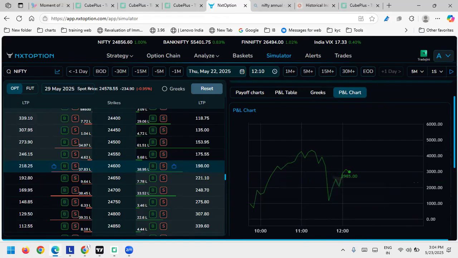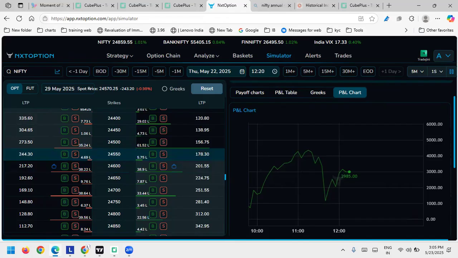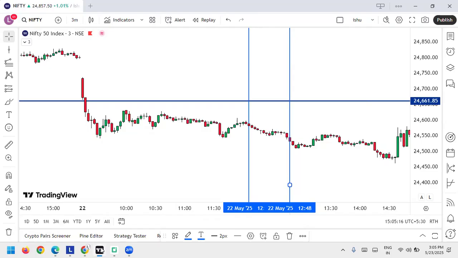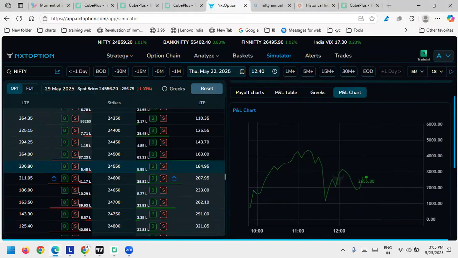Then again, it spiked. So if I click the play button, you can see how my profits are getting impacted from the strategy. So it came down to 212. At this time, around 12:35, if I was not confident, if I feared that the VIX is going to increase or the market may go sharply down, my strategy getting hit, I can square it off. But let's say I did not square it off. Let's see how the day progressed.